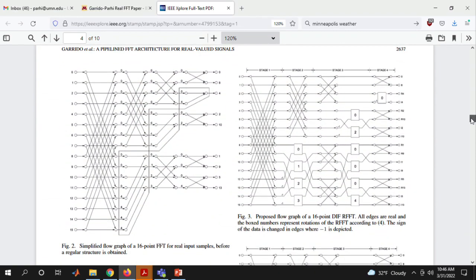So, the diagram in figure 2 is after we have thrown out the dashed parts, and the diagram in figure 3 is after I have expressed everything in terms of real butterflies. So, for example, in stage 2 bottom, by the way, stage 2 top part is all real. Why? Because there wasn't any twiddle to multiply. These were all w to power 0.